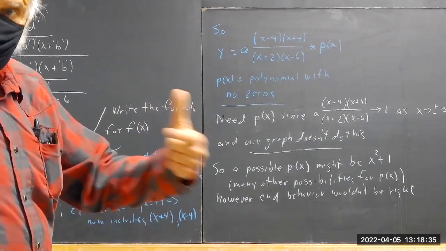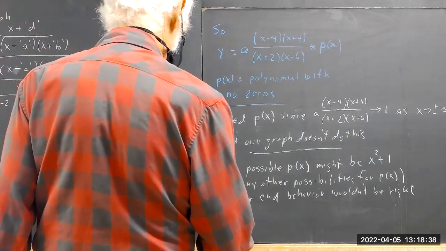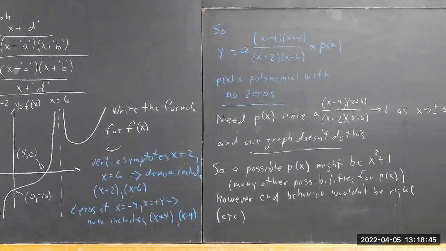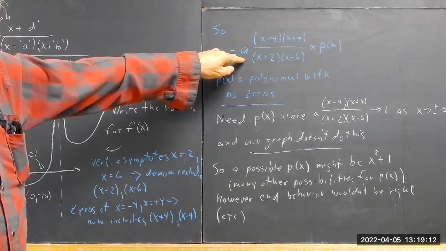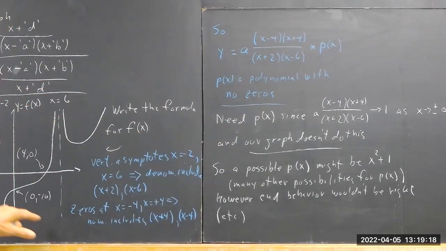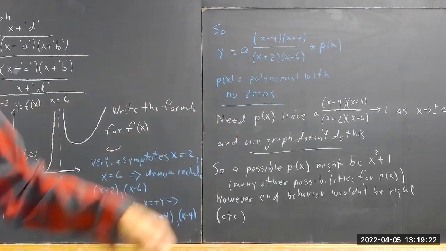You've seen it in your homework. So at this point, we're just going to say, yeah, we keep reasoning, we get there. But most of your examples are going to be a little slower than this. And of course, we have to evaluate A. We know to do that. Once we get our P of X, if we plug in 0, we have to get negative 10. And that gives us an equation we can solve for A.